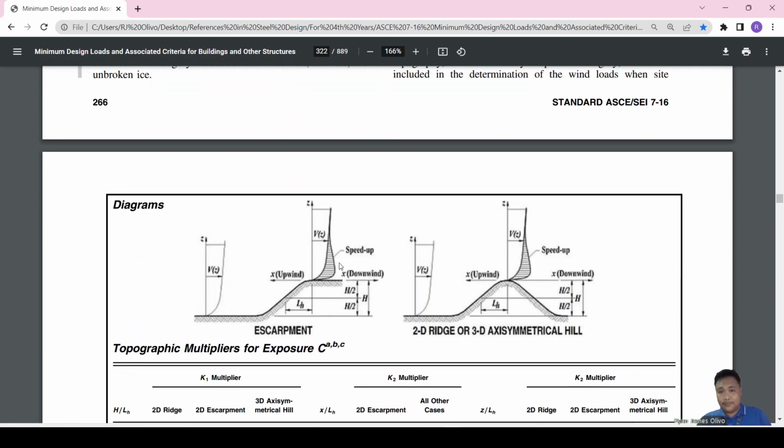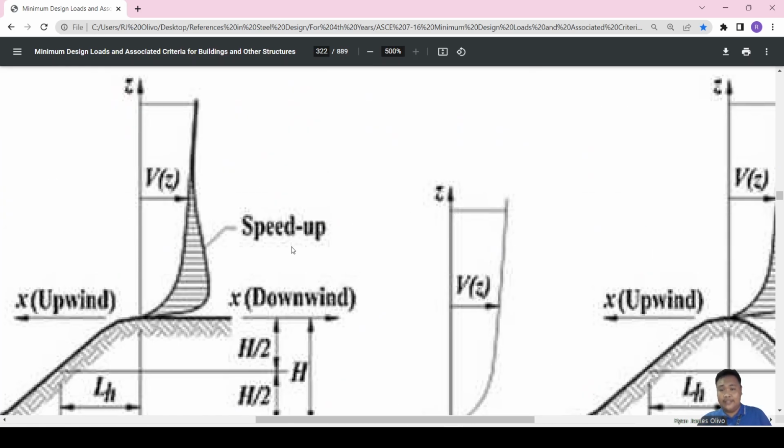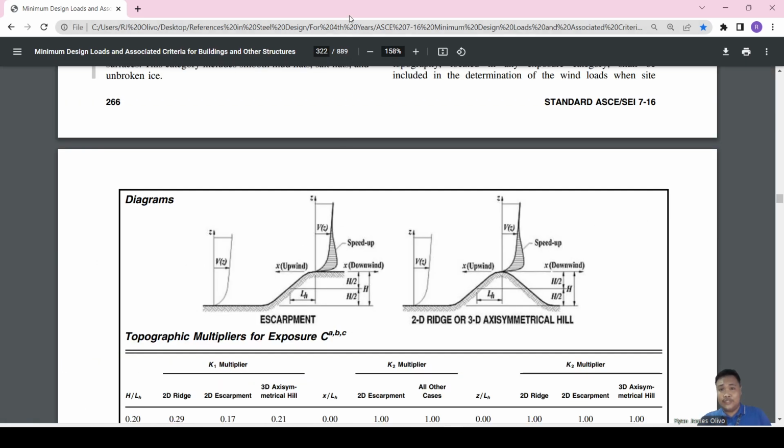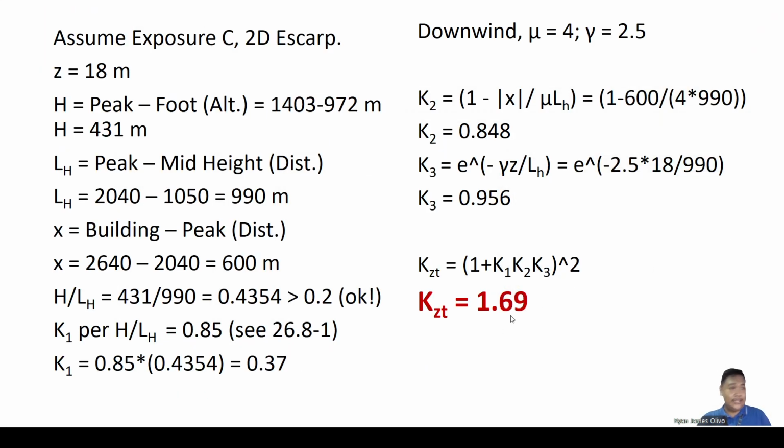Because there is a phenomenon called speed up of wind, then instead of using 1.0 as a factor only, the wind load will increase. So it will increase by 1.69, or the factor becomes 1.69 instead of 1.0.